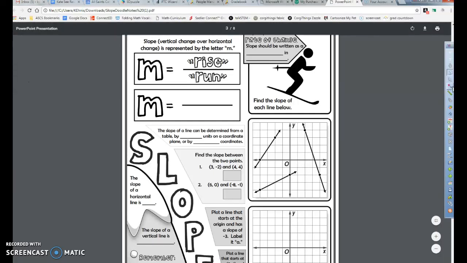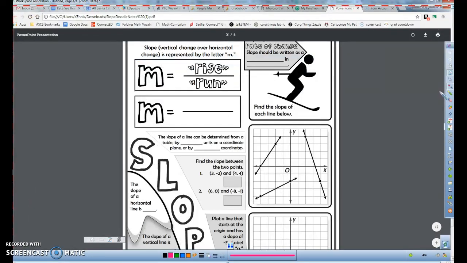So slope is actually one of my favorite things to talk about, and you should have these great doodle notes in front of you. So we know that slope is rise over run, and if it is written like this, it should always be written as a fraction. And we like fractions to be reduced into simplest form.